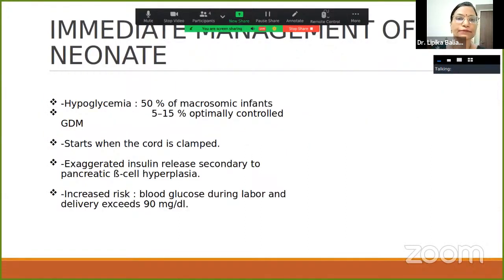So coming to the immediate management once the child is born, the children are at risk for hypoglycemia, and 50% of the macrosomic infants can develop hypoglycemia, and there is exaggerated insulin release secondary to pancreatic beta cell hyperplasia. If the blood glucose during labor and delivery exceeds 90 milligram per deciliter, there is increased risk of hypoglycemia in these children.